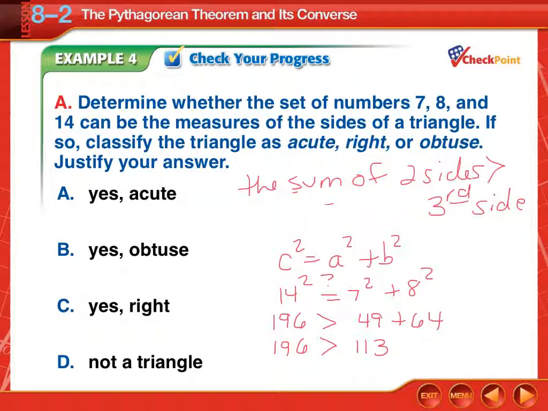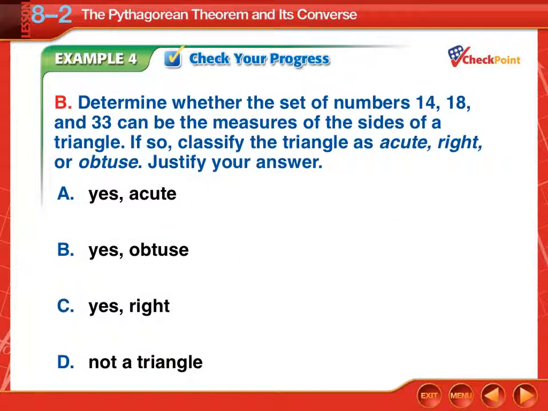Well, we can conclude two things. One, we do have a triangle. Two, this is not a right triangle. Otherwise, we would have had equality. And finally, if C squared is greater than the sum, that means the angle across from C must be big. So we're going to conclude, yes, that this triangle is obtuse.